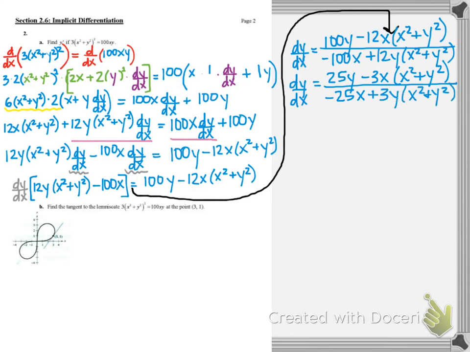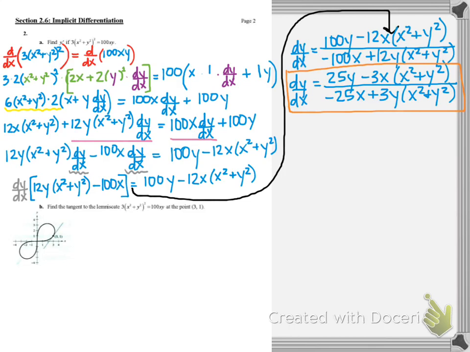So your final answer for the derivative is (25y minus 3x)(x squared plus y squared), divided by (negative 25x plus 3y)(x squared plus y squared).